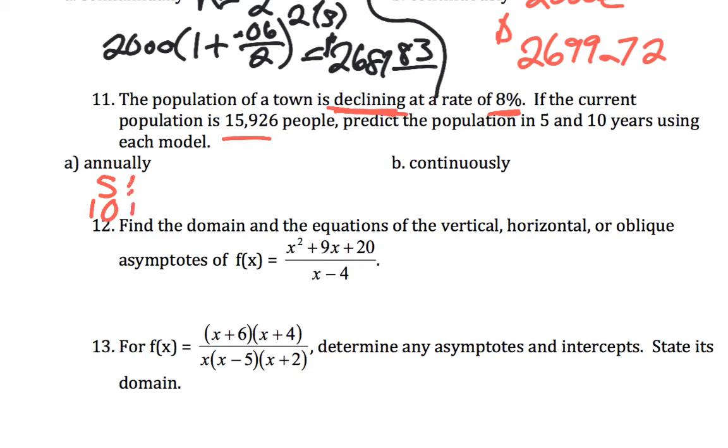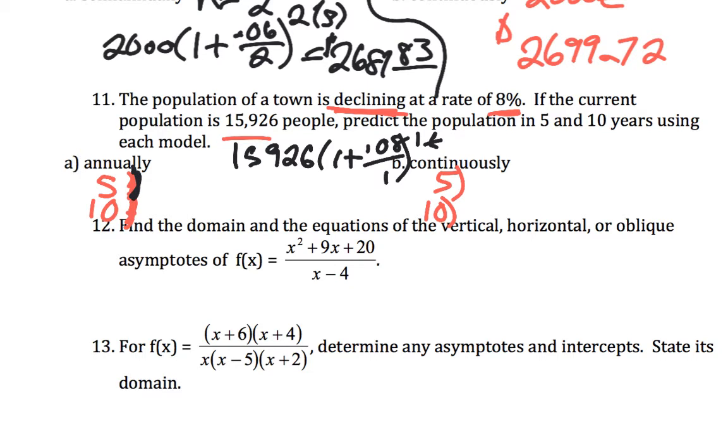I'm just going to write it below it. Maybe I should write it like that. And then 5 years here and 10 years over here. So this is the equation we're going to use. Annually means n is 1. 0.08 divided by 1 to the 1, and then t. I'm going to change for the different ones. Once for 5, once for 10.